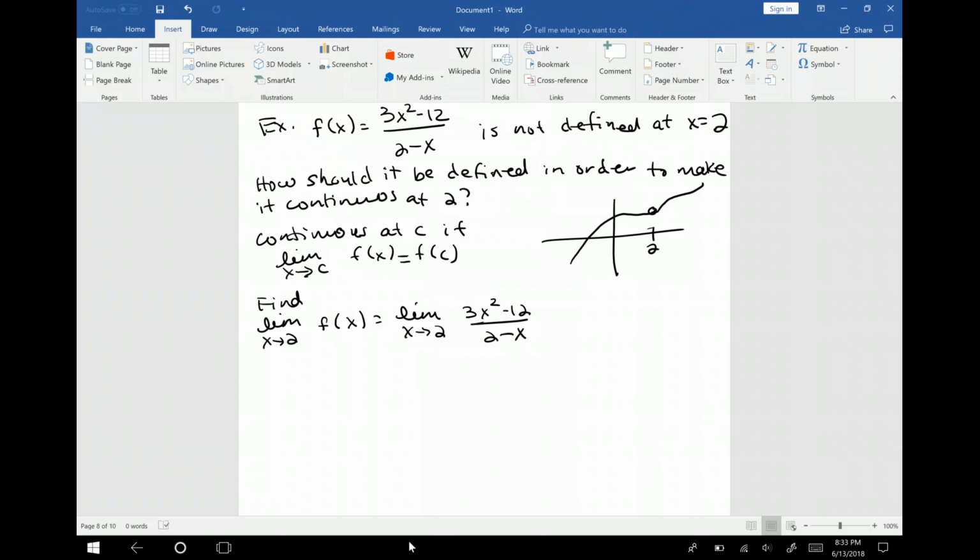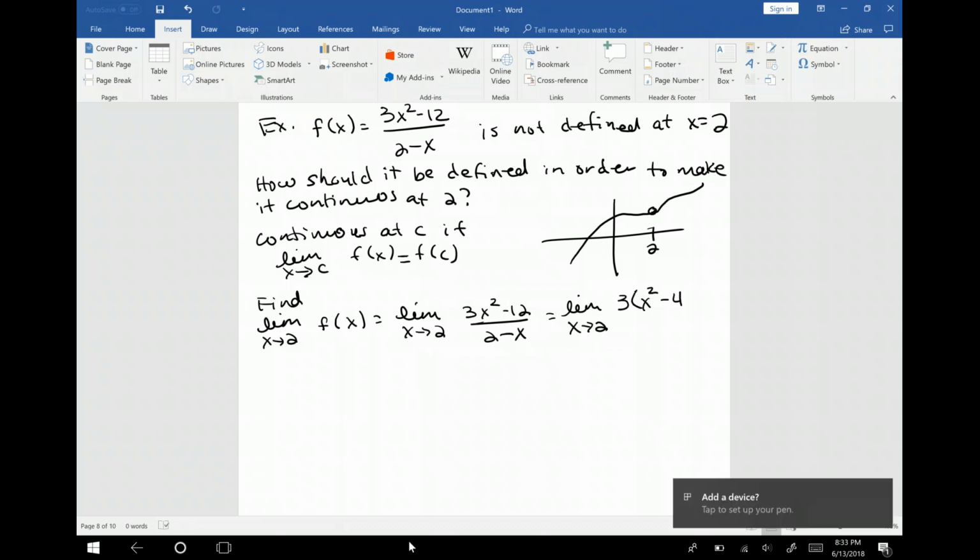So we know that we can't plug 2 into this function the way that it is, right? But we're going to try and do some algebra on it like we did before. So the limit as x goes to 2, and in the numerator, let's factor a 3 out of the numerator. So we have 3 times x squared minus 4.